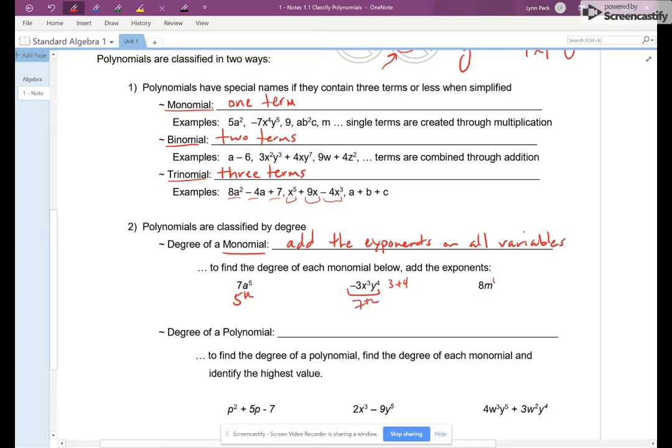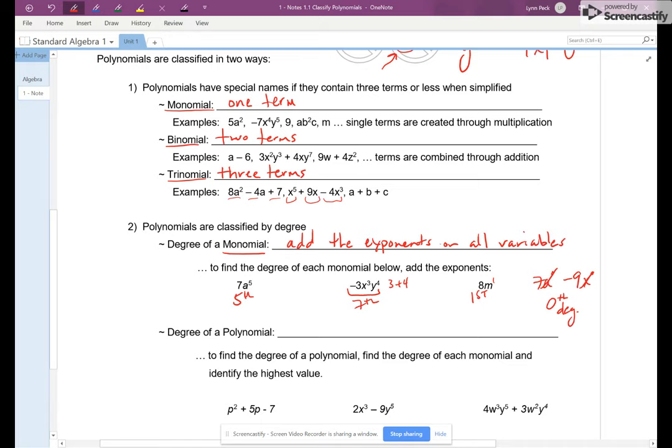Here we only have 1 letter. All letters have an understood 1 exponent, so this is a 1st degree monomial. If we only have a number, whether it's positive or negative, that is your 0 degree, because if I put a letter on it, it would need to have a 0 power to be equal to 1 and not really be there.